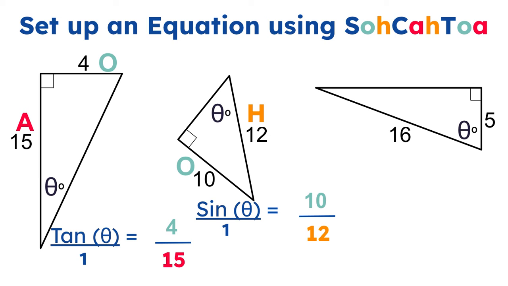Okay, here is the last example that we need to look at today. I'm going to start by labeling my hypotenuse, which is where the 16 is. And then I'm going to try to figure out whether 5 is my opposite or my adjacent. In this case, it's my adjacent because it's right next to that theta. Since I've got adjacent and hypotenuse, I'm going to be using cosine this time.